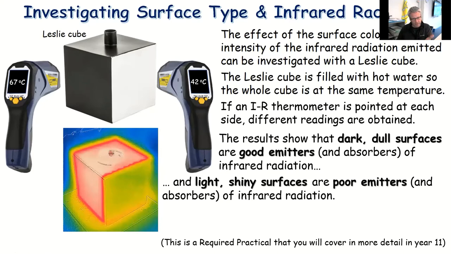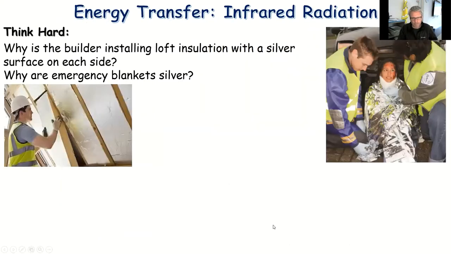And you can see the same thermal camera of the Leslie cube just there, with the black sides radiating far more energy than the light shiny side. Now, this is actually a required practical that we will cover in a lot of detail when we do the electromagnetic spectrum in year 11. So more on that then, but it's very useful for you to know about the different colors of the surfaces and whether they're good emitters or absorbers of infrared radiation. Now we'll look at how that's going to be applied.